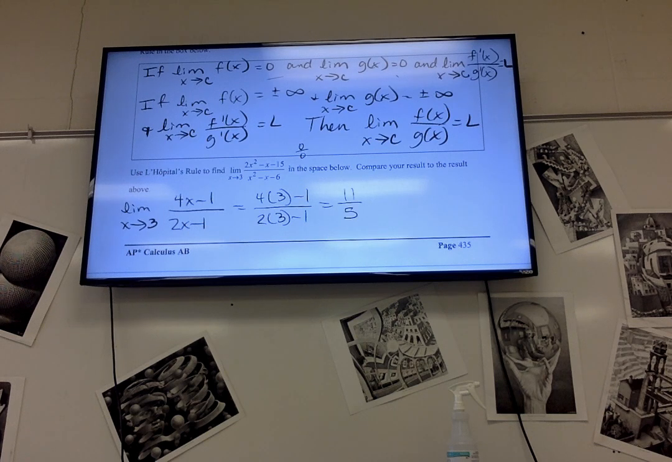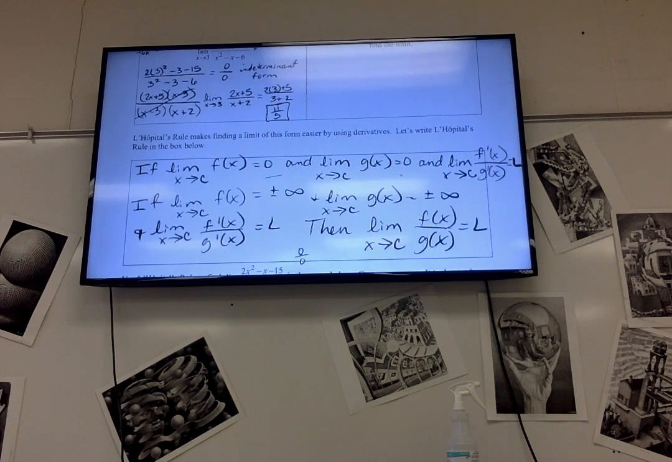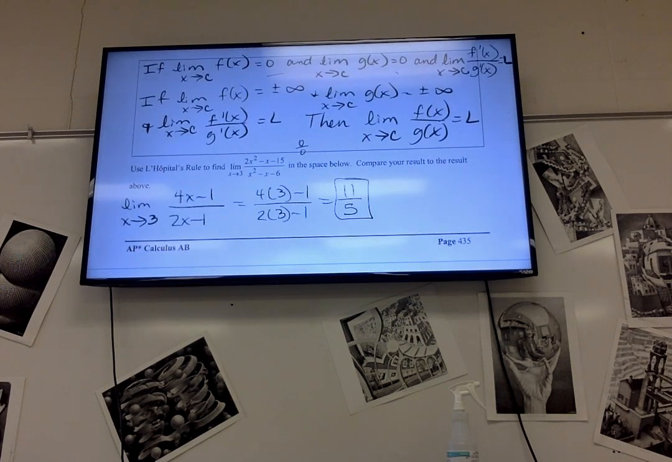And what did we get earlier? 11. Interesting. Much easier, much quicker. So L'Hopital's rule is phenomenal. The problem is once you introduce L'Hopital's rule, people want to use it on everything. You cannot use it unless you get the indeterminate form first. If it doesn't give you an indeterminate form, you have to do it the old-fashioned way.